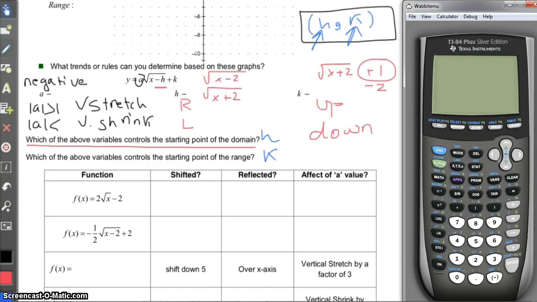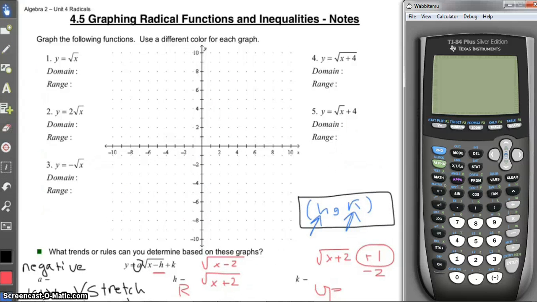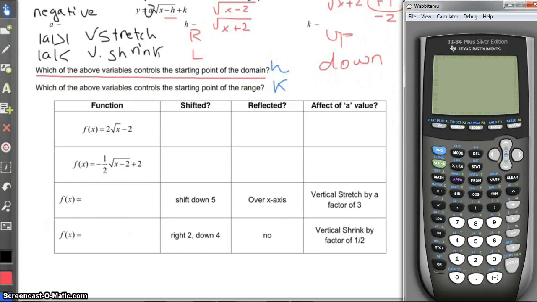Now let's go back to review with you. For example, if you look at number 5, there's no number next to the x, so the h would be 0. Since there's a 4, the k would be 4. So that would be the starting of the domain, and that would be the starting of the range. So h is for domain and k is for range. We'll talk more about this with other examples.